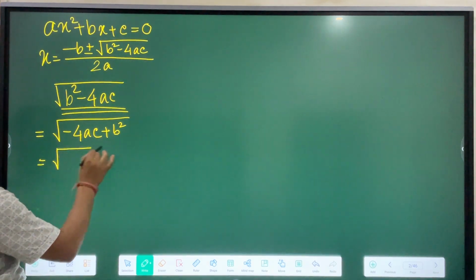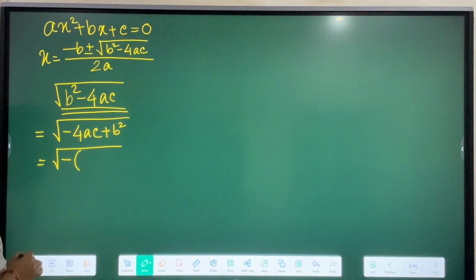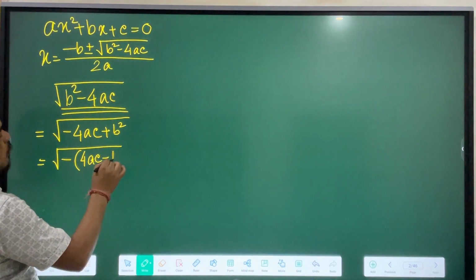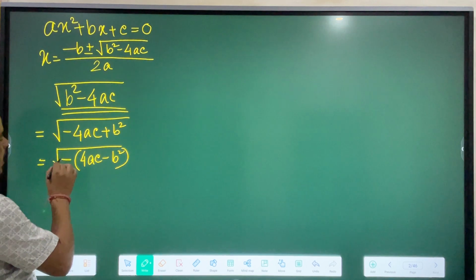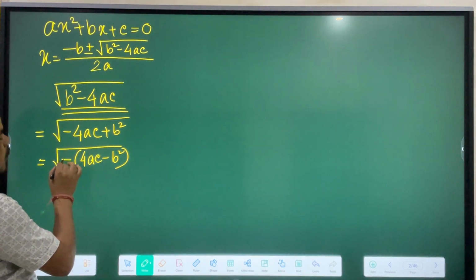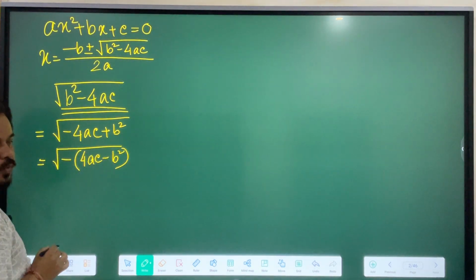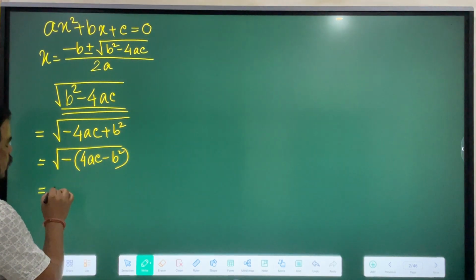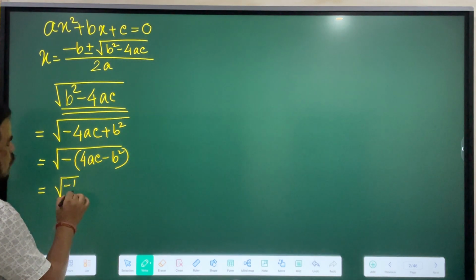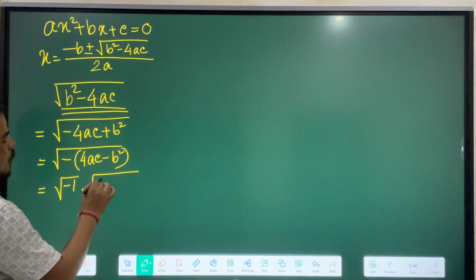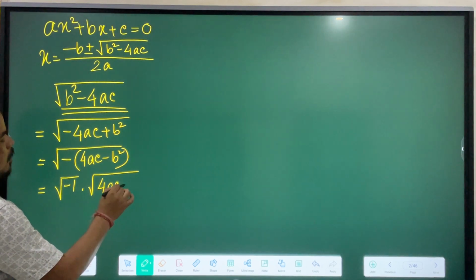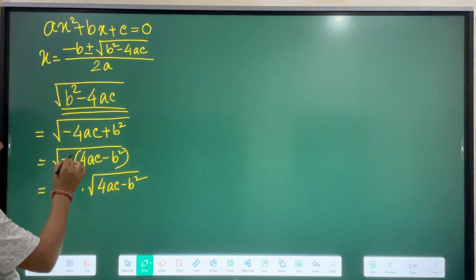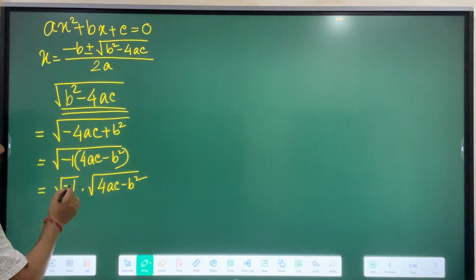Now let us take the minus sign common. Minus common. Then inside the bracket we have to write this way. As you know, minus into 4ac is minus 4ac, and minus into minus b square is plus b square. That you know. Now this can be written this way: minus 1 into 4ac minus b square. I hope you understand. Minus 1 is taken separately.